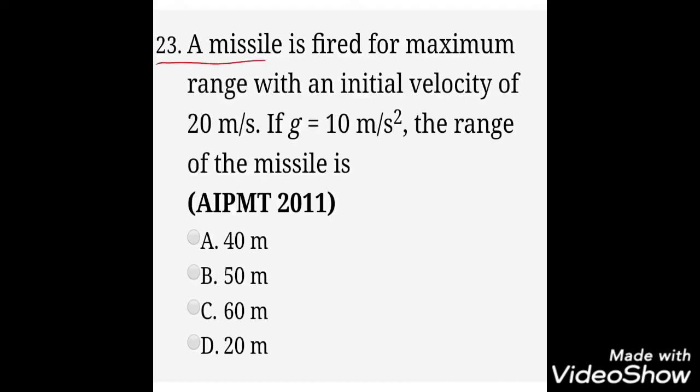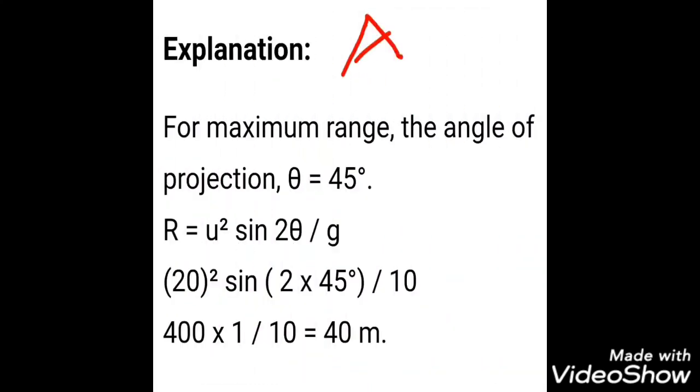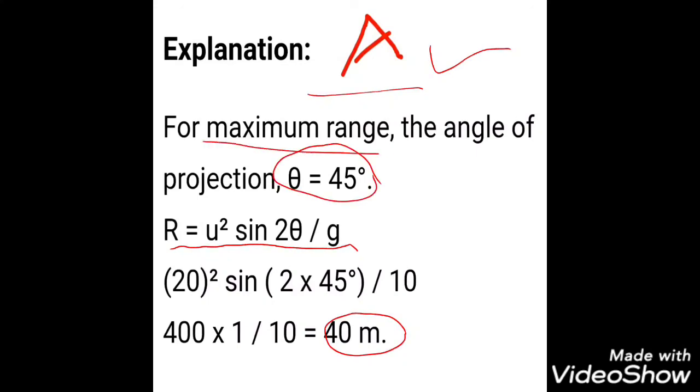Question number 23. A missile is fired for maximum range with an initial velocity of 20 meter per second. They have given g as 10 meter per second square. The range of the missile is: option A, 40 meter; option B, 50 meter; option C, 60 meter; option D, 20 meter. So which one is correct? The answer for question number 23 is option A, 40 meter. You know the formula for range, R = u² sin 2θ / g. The range will be maximum when θ = 45 degrees. If you substitute the given values, you get R = 40 meter, which is the correct answer.